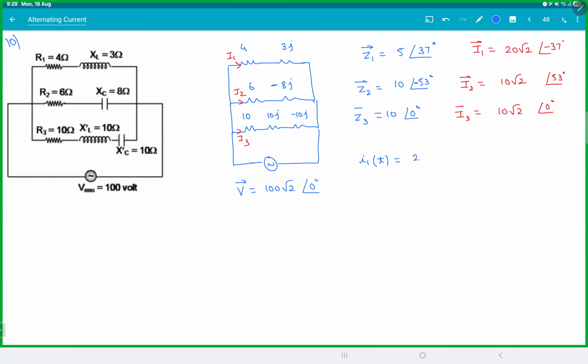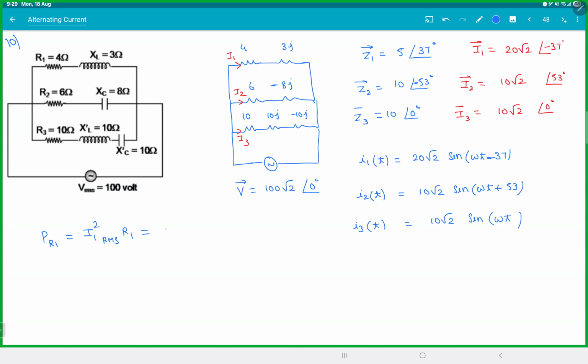I1 at time t is 20 root 2 sin omega t minus 37. I2 of t is 10 root 2 sin omega t plus 53. There. You want the power in R1? For that you need I1 RMS squared into R1. Remember, those are peak values, so that is 20 squared into R1, which is 4. 1600 watts.